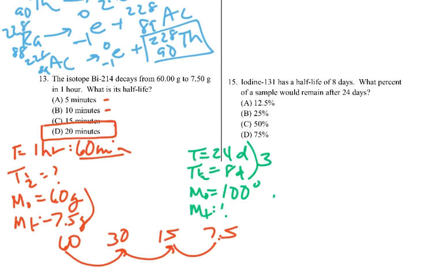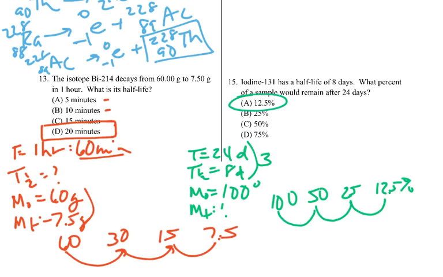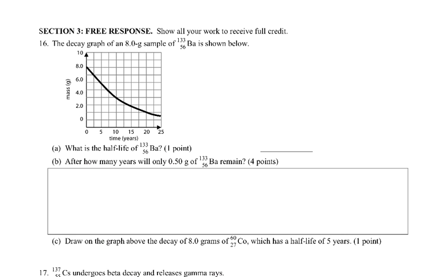So 3 half-lives, starting with 100, we're going to go down to 50, we're going to go down to 25, we're going to go down to 12.5%. So the answer is 12.5%, answer A. Okay, let's look at the free response.